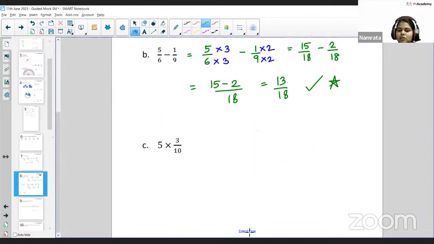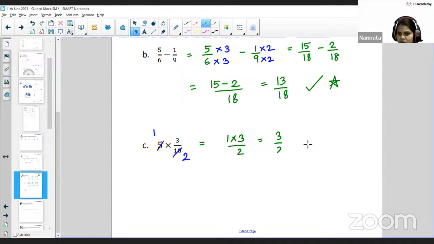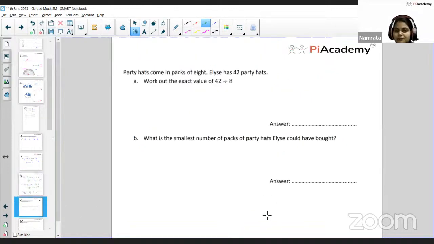Amazing. Moving on to the third part. Here, if we carefully observe, it's multiplication. So we can quickly cancel out. 5 times 1 is 5 and 5 times 2 is 10. We have 1 times 3 over 2, which is basically 3 over 2. That's our answer. Amazing. Very good, everyone. Moving on to the next question.